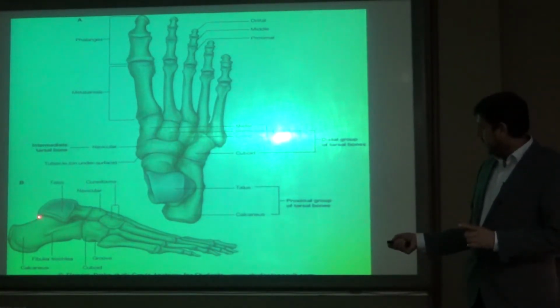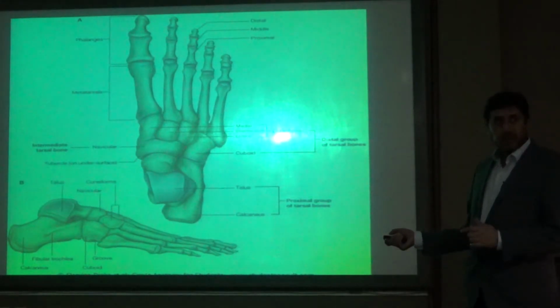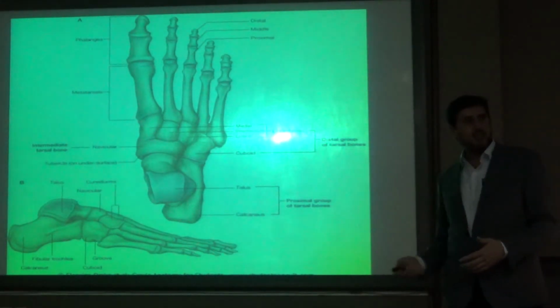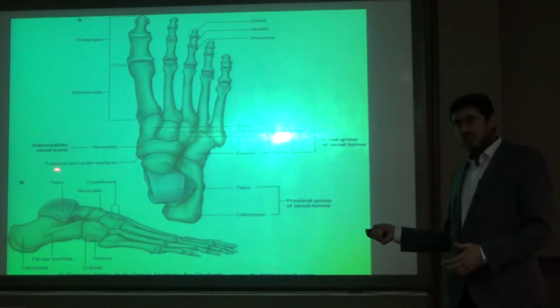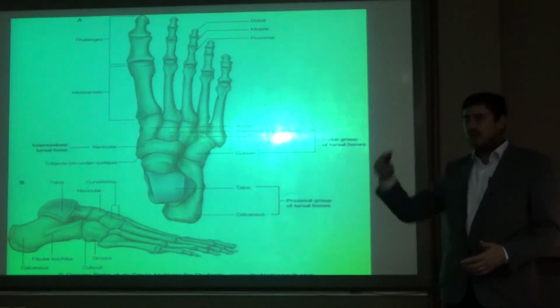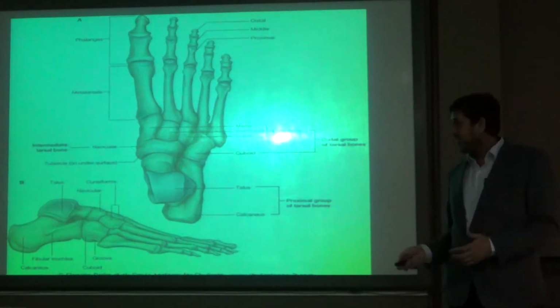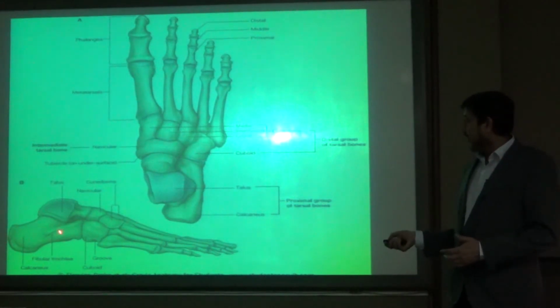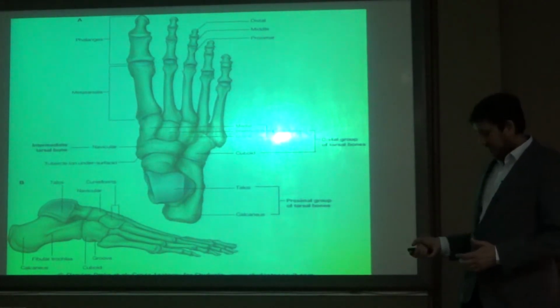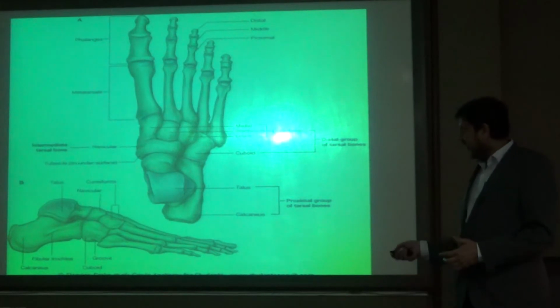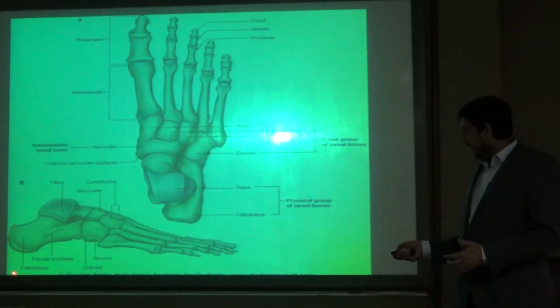This one. T for top, T for talus. What is the name of this bone? Talus, on the top. This is just a formula. And where your back heel is, that is the calcaneus bone.